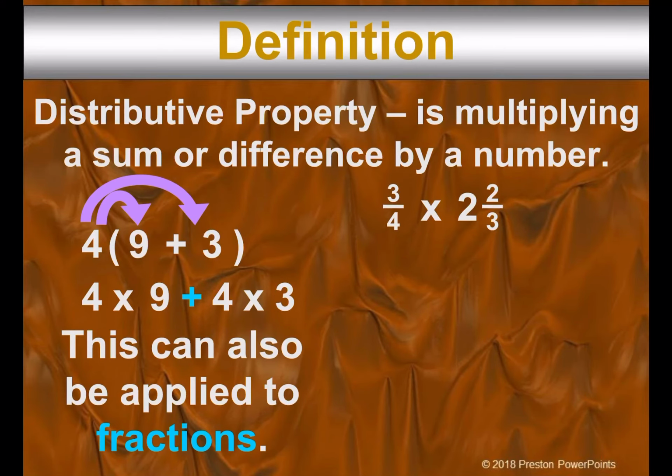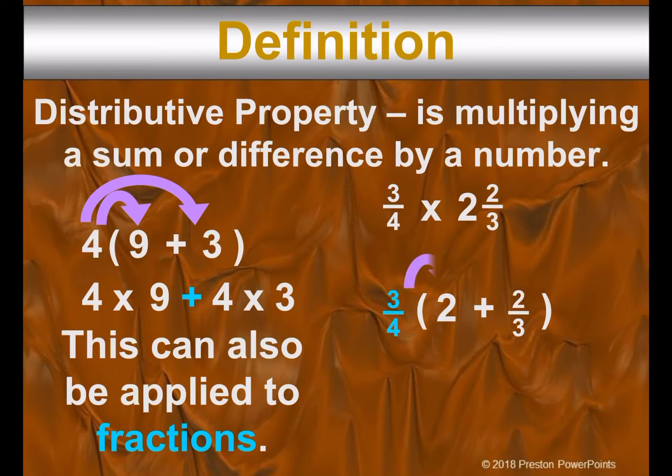Okay, so distributive property is multiplying a sum or difference by a number. So if we have 4, I can multiply it by 9, and then I can take 4 and multiply it by 3. This can also be applied to fractions. So if I have 3/4, I can multiply it by 2 and then by 2/3.